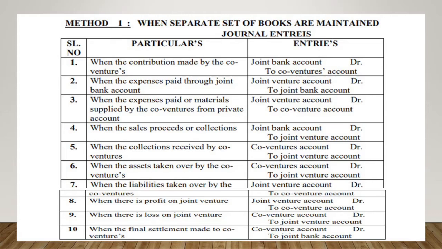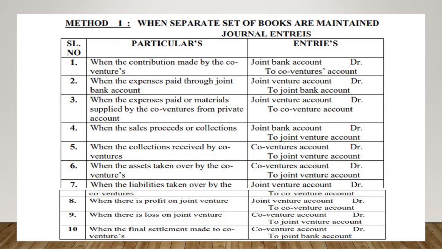When sale proceeds are received, joint bank account debit to joint venture account. The sale proceeds means the price or the contract amount received, and that amount is deposited into the joint bank. That's why joint bank account debit to joint venture account. When collections are received by a co-venturer, suppose goods are sold by any co-venturer and that money is received by him, the amount is recorded in his name: co-venturer's personal account debit to joint venture account.